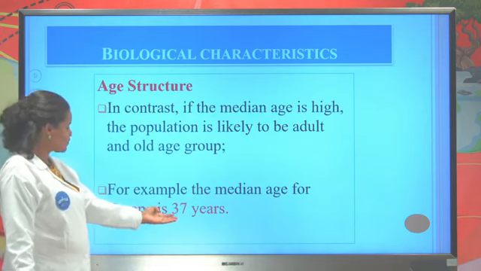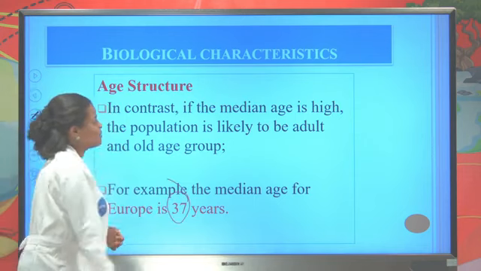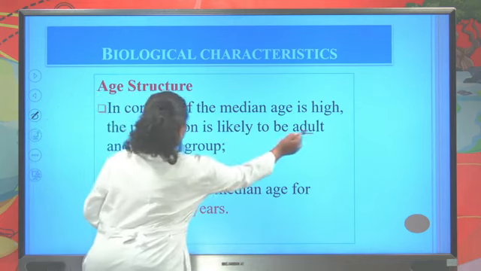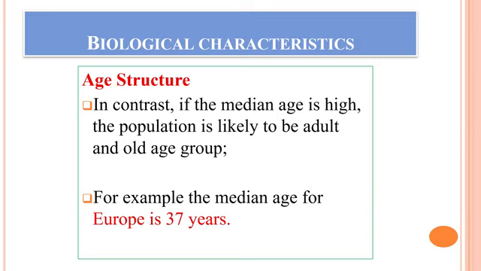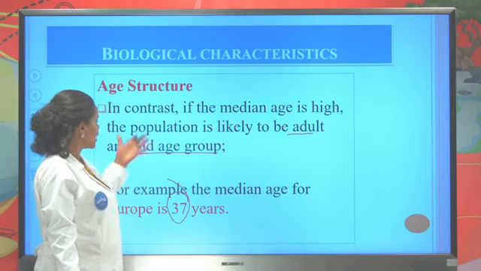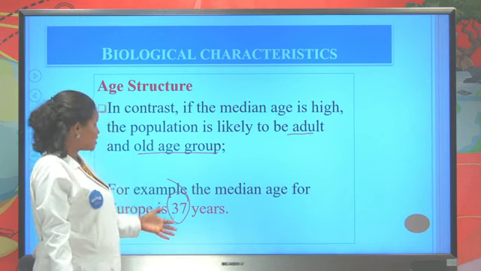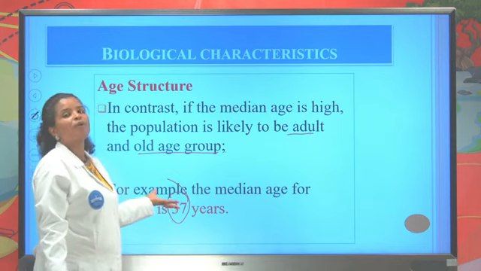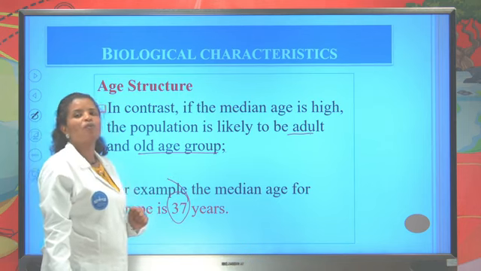When we see the median age of Europe, it is 37 years. So it is dominated by adult and old age groups. If an area has a high median age, it shows it is economically well developed, and the fertility rate and growth rate are also very low.